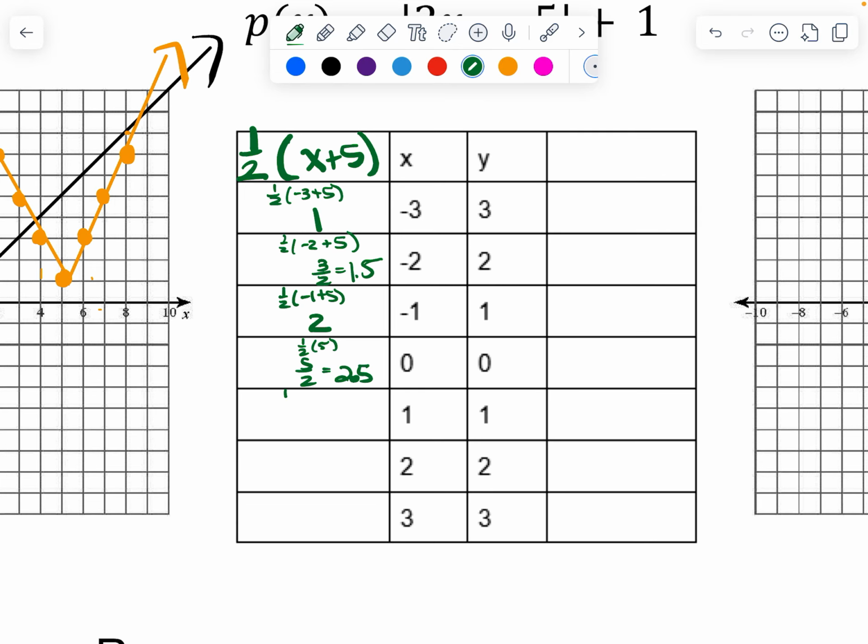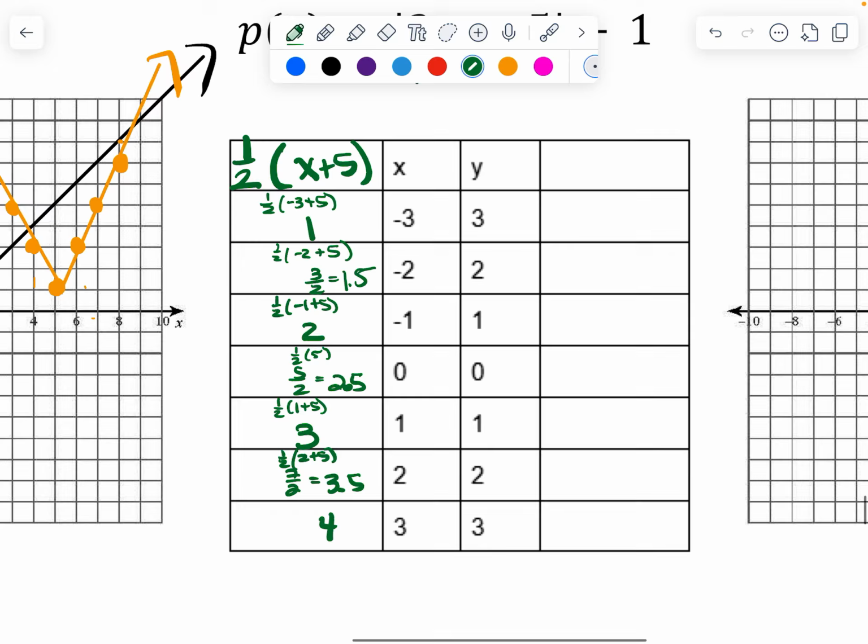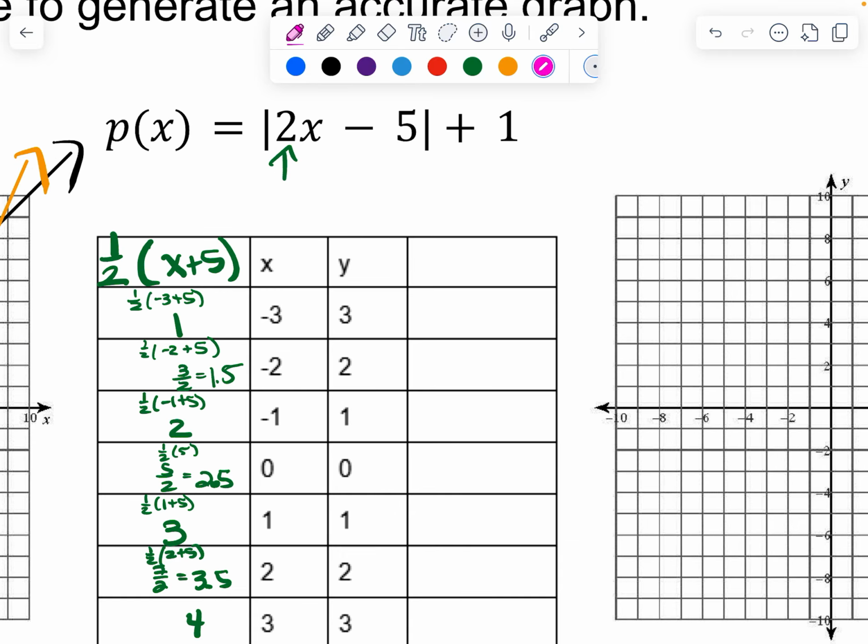If I plug in 1, I have 1/2 of 1 plus 5. 6, half of 6 is 3. Do you notice this is going up by a half each time? 1/2 of 2 plus 5, which is 7 over 2, which is 3.5. Can I just say it's 4? And then over here, I take y plus 1. So that's 4, 3, 2, 1, 2, 3, 4.